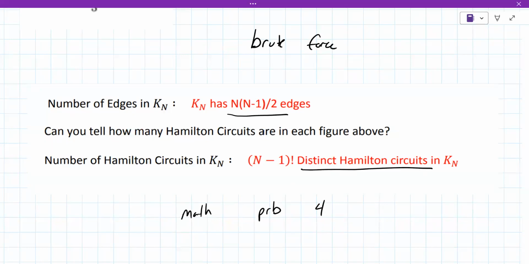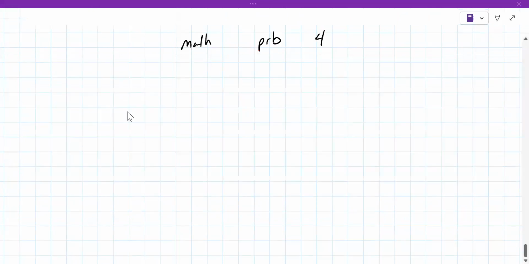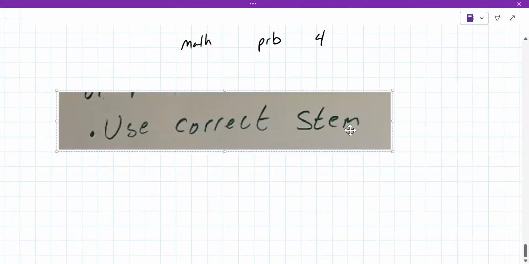Okay, good. Let's look at your list one more time here, and see if there's anything else we can quickly talk about. The one thing I didn't talk about today, because I have no idea what this is referring to, it says use correct stem. I have no idea what that means. Any idea what that's referring to? I have no idea what that means.